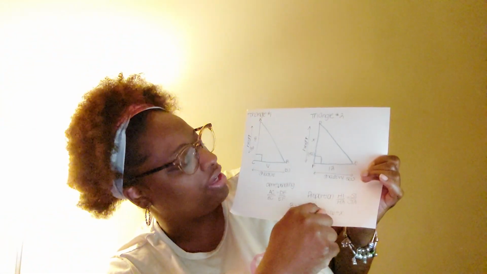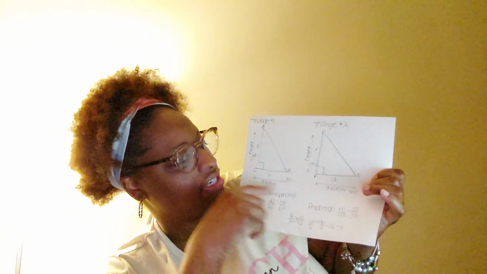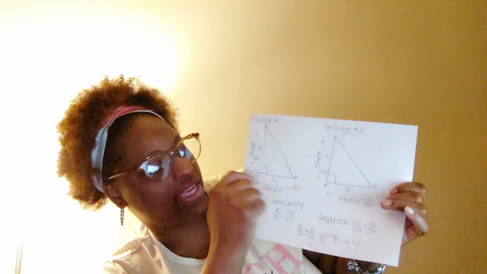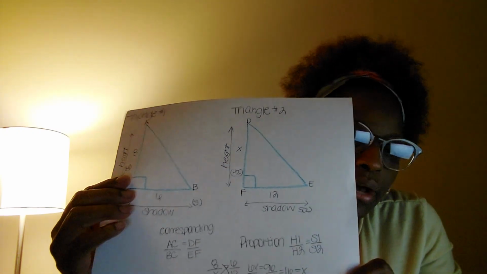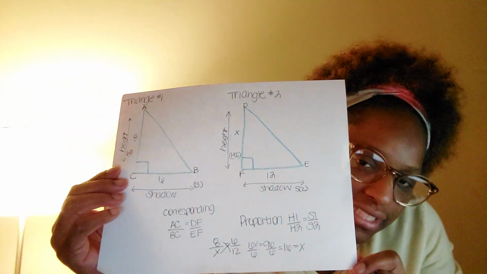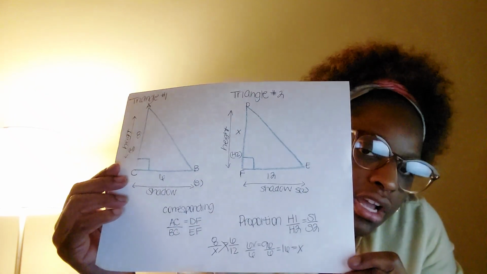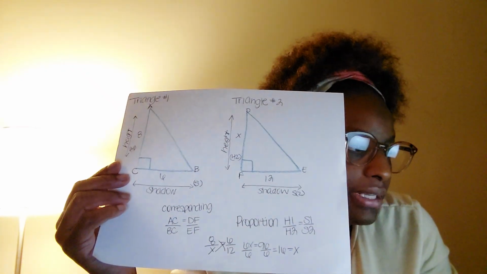After we've done all that, we know that the missing height for triangle 2 would be 16, and its shadow would be 12. For triangle 1, the height would be 8, and the shadow would be 6. This is how you can find the X of a similar triangle by making our proportion from the corresponding angles or the corresponding sides.